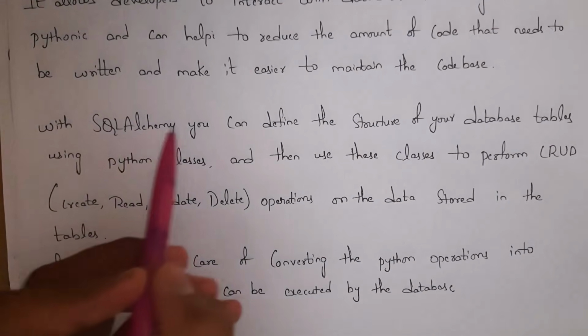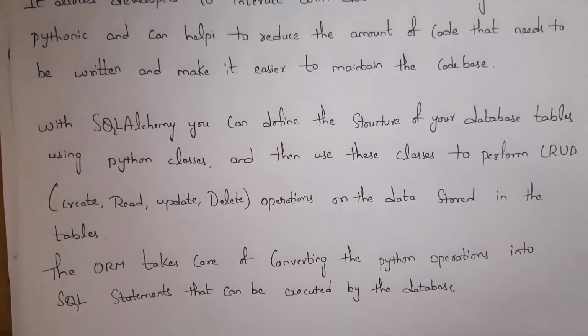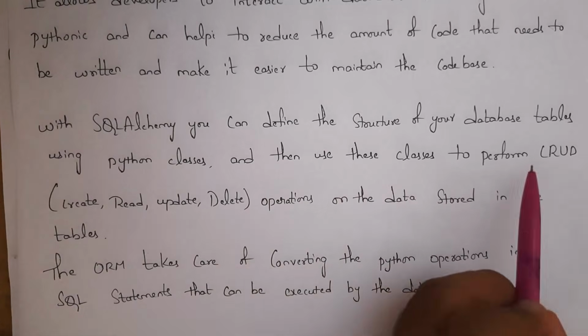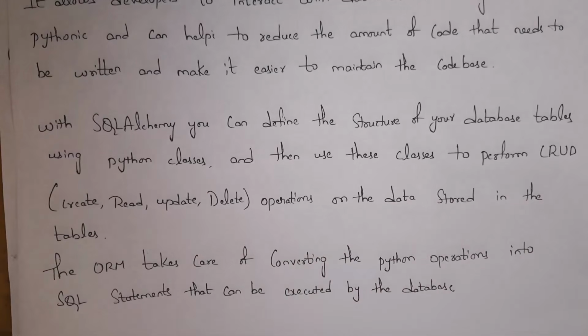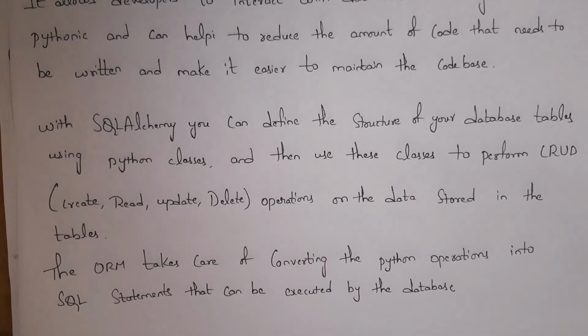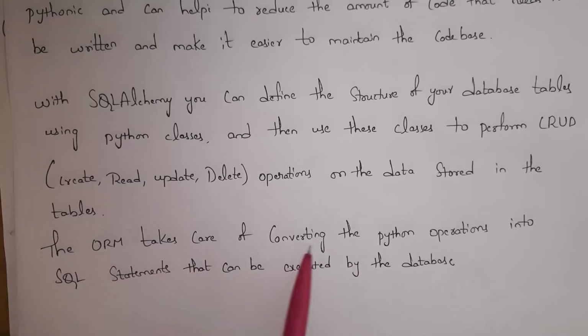With SQLAlchemy, you can define the structure of your database tables using Python classes. That means by using Python classes, we can create database tables and then use these classes to perform CRUD operations on the data stored in the tables. We can create, read, update and delete data present in the database. The ORM takes care of converting Python operations into SQL statements that can be executed by the database.